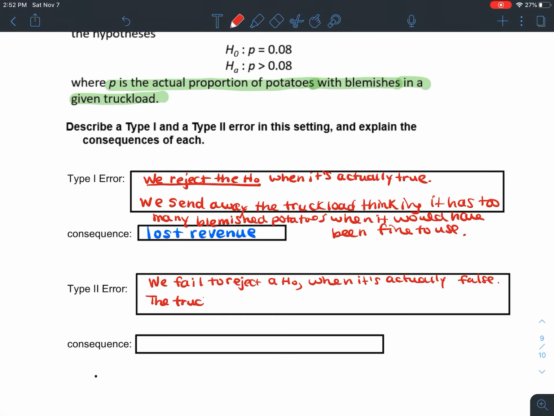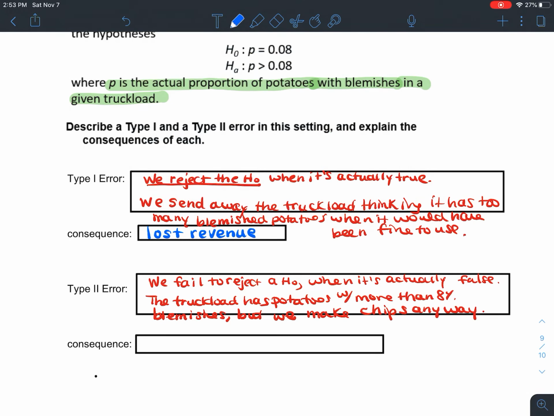So the truckload has potatoes with more than 8% blemishes, but since we didn't reject that, we make the chips anyway. That's what happened if we made a type 2 error.